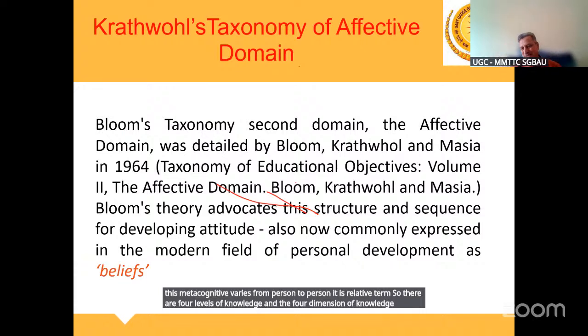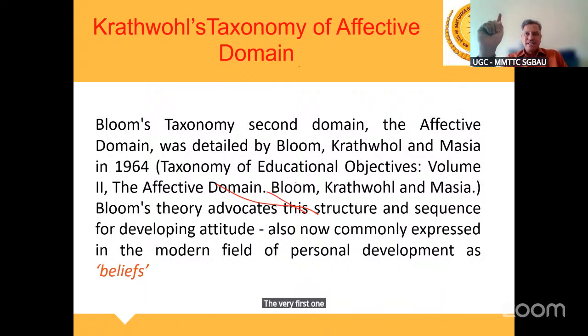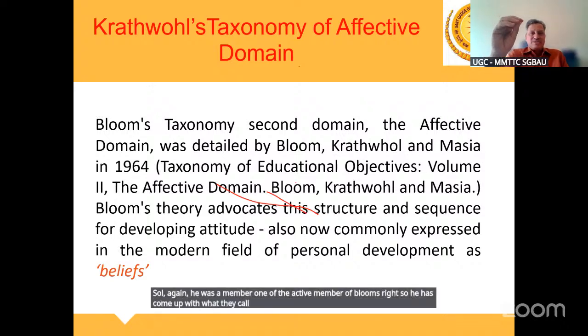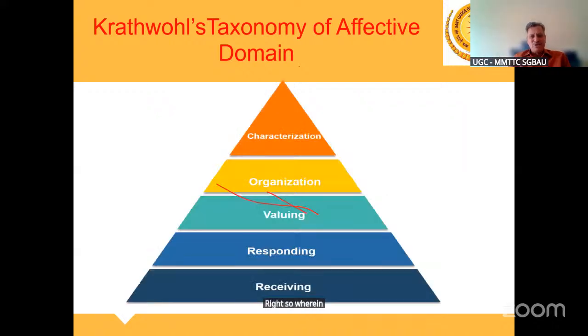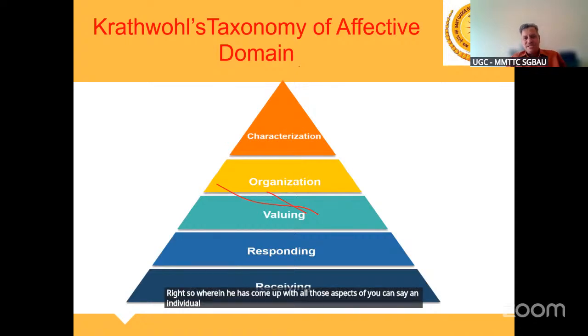And the second aspect, if you remember, when I was talking about mental development, the very first one was the cognitive, the second one was the affective domain. So Krathwohl, he was one of the active members with Bloom, came up with the Krathwohl's taxonomy for the affective domain. He has come up with the aspects of how an individual receives knowledge: receiving, responding, valuing, organization, and characterization. So 5 categories he has come up with.